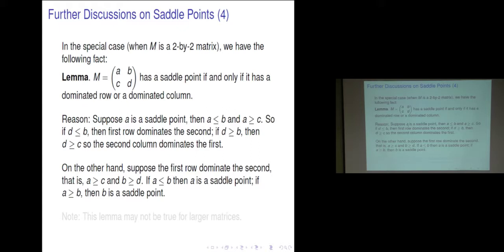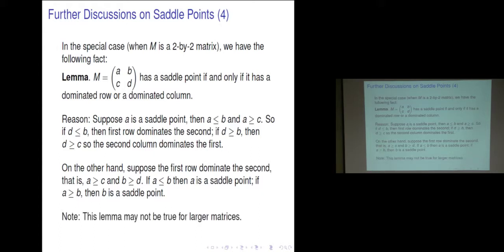If A is bigger than or equal to B, then B is the minimum in the first row, and B is bigger than or equal to D, so B is the maximum in the second column. So B will be a saddle point. So no matter what you try, there's always a saddle point. In this small game, having saddle points is the same as having a dominant row or dominant column. We are going to use this in a moment.